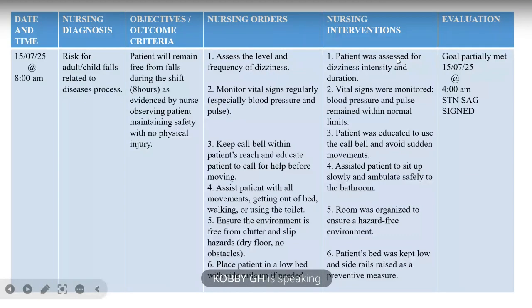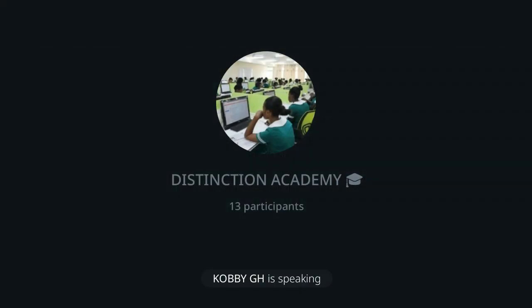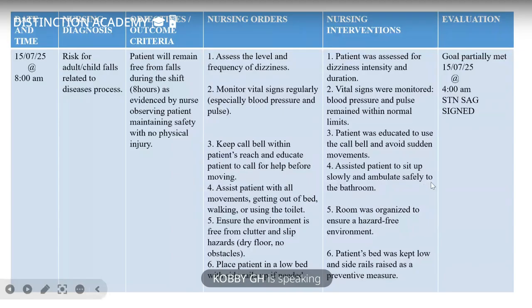Patient was assessed for dizziness, intensity, and duration. Monitor vital signs regularly, especially blood pressure and pulse. Vital signs were monitored. Blood pressure and pulse remained within normal limits. Keep call bell within patient's reach and educate patient to call for help before moving. Patient was educated to use the call bell and avoid sudden movements. Assist patients with all movement: getting out of bed, walking, using toilets.